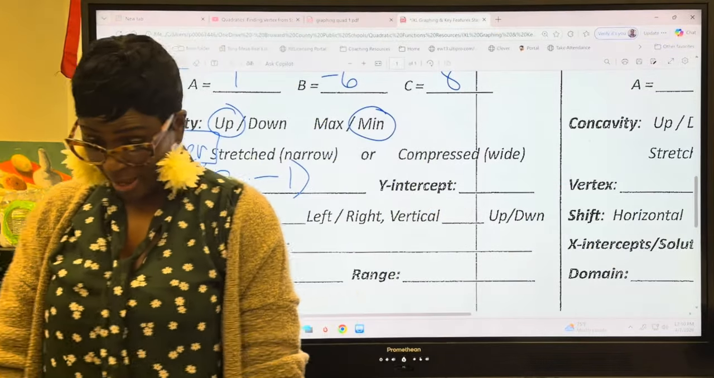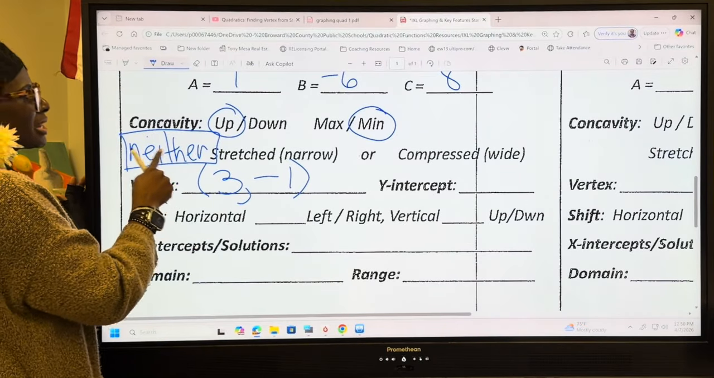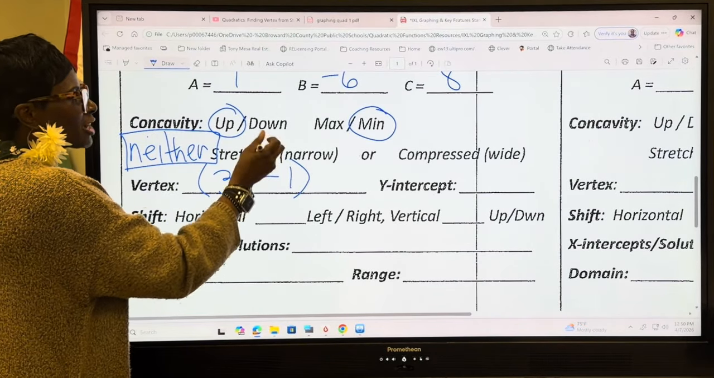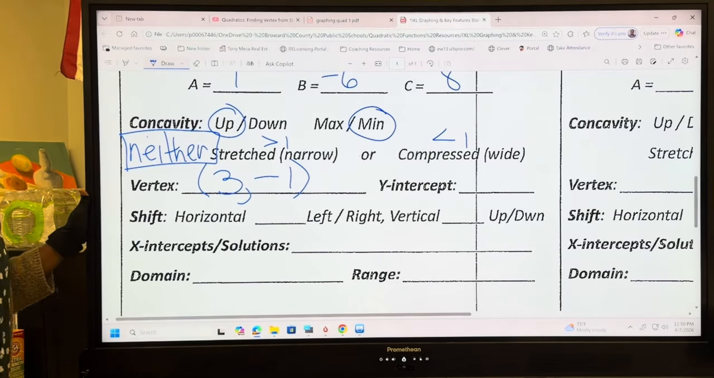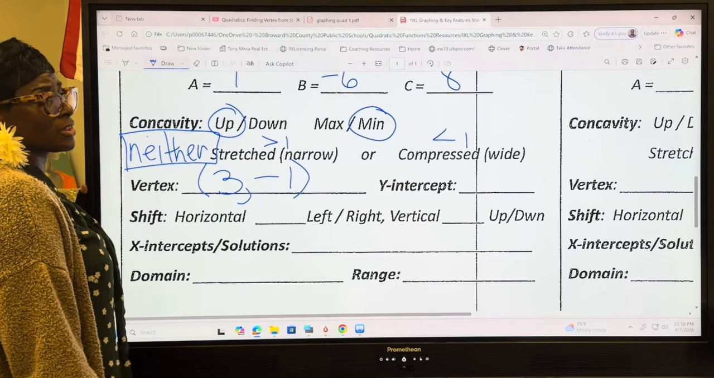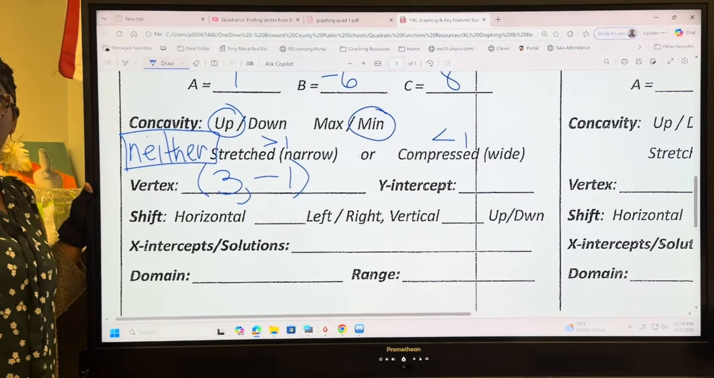It's like a rubber band being pulled up, right? So it's neither, but if it was stretched, it'll be greater than 1. And if it's compressed, it's less than 1. Basically, the cheat code is if it's a fraction as your A, it's compressed. Are y'all with me?